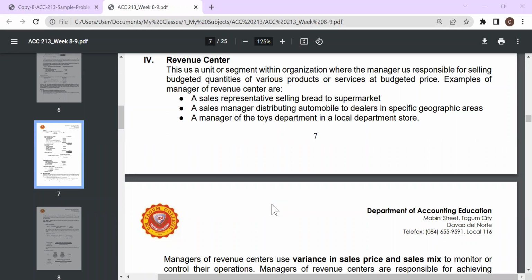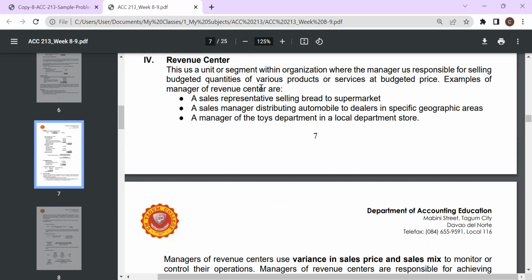So this time we will be continuing our discussion with the last topic, which is about responsibility accounting. The last responsibility center that we're going to evaluate is the revenue center. So ano ba itong revenue center?